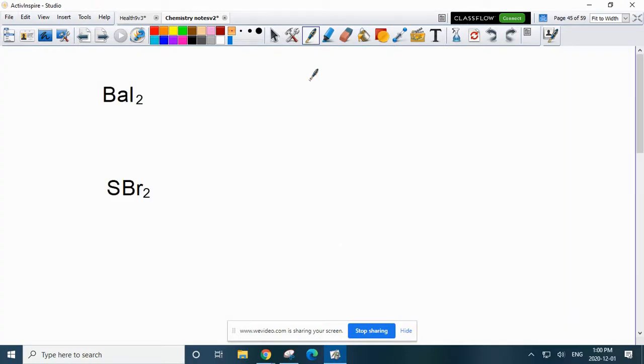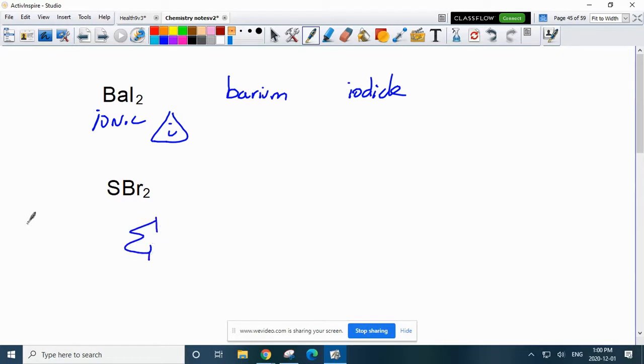Okay, we can try this one as well. BaI2, that's barium. And I comes from iodine, so it becomes iodide. And no prefixes because it's ionic, right? But SBr2, these are both nonmetals, right? So that's molecular. It's molecular, you need to know that. This one is molecular because it's all nonmetals.